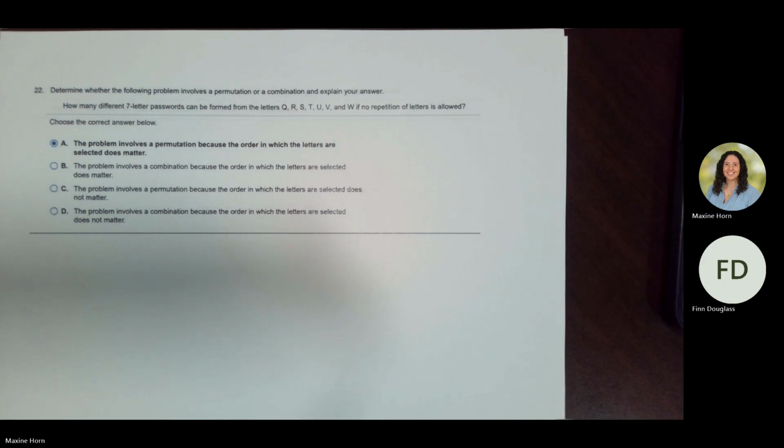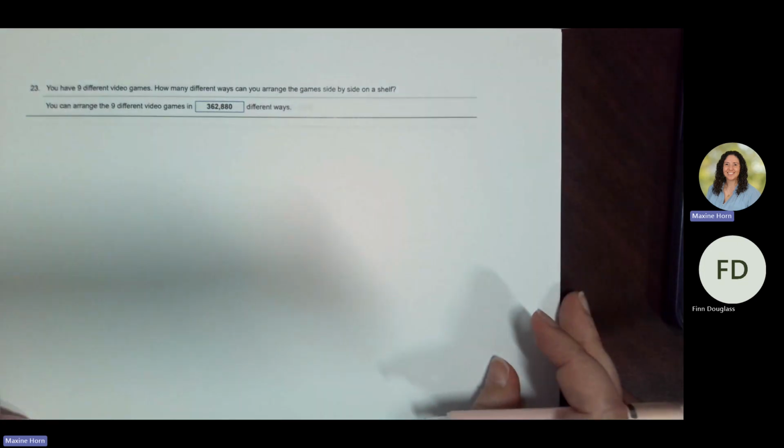Okay. So hopefully those will be easy gimme questions on the test, and you'll get those right. Okay, you have 9 different video games. How many different ways can you arrange the games side by side on a shelf?